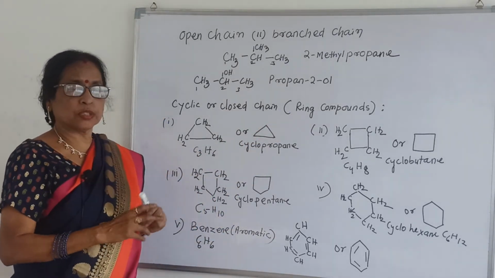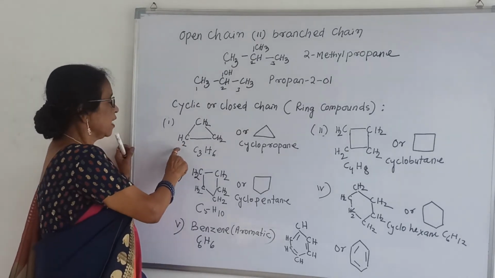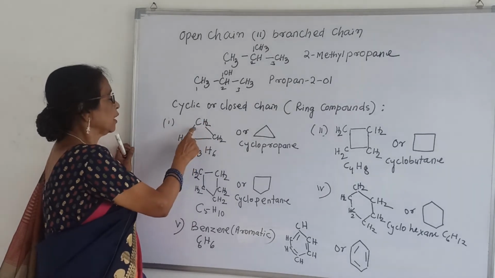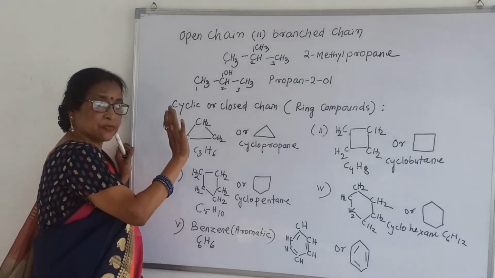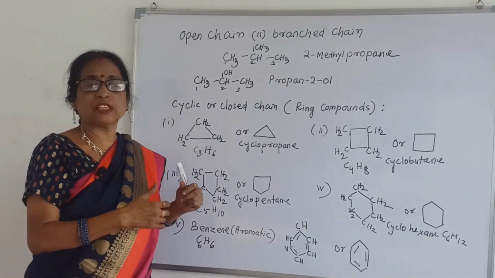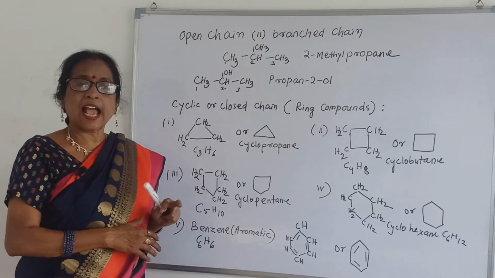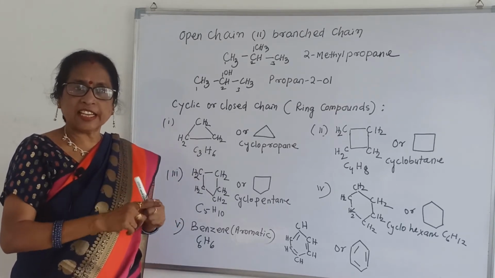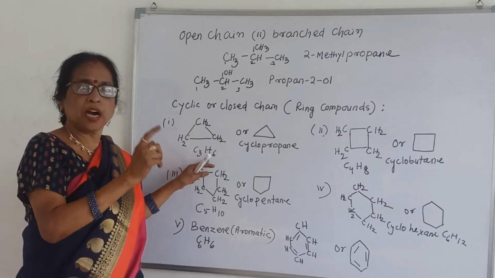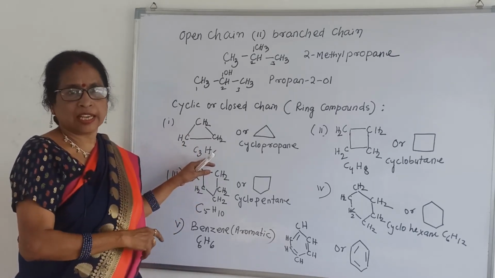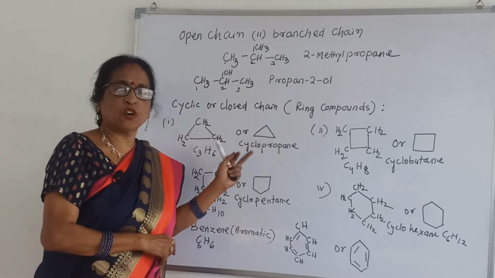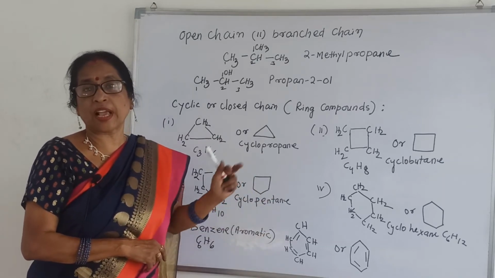Now see, if there are 3 carbons in a ring, all the valency of carbon is satisfied. Then the formula is C3H6. Actually, what happened in propane? This would be C3H8. Since the ring is closed, both ends are closed, that is why there are 2 hydrogen less than the actual alkane, and that is called cycloalkane: cyclopropane, cyclobutane, cyclopentane, cyclohexane, like this.